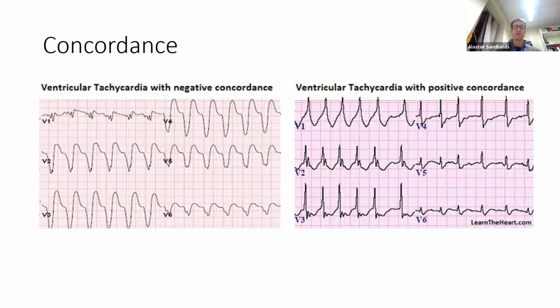I talked about concordance, so here are some examples for you. In ventricular tachycardia, when the chest leads are all negative, this has to be ventricular tachycardia, it can't be anything else. When the leads are all positive, like in this example, we also have ventricular tachycardia. Again, in V1, there are not two bunny rabbit's ears. So this is a VT when all the leads are positive.